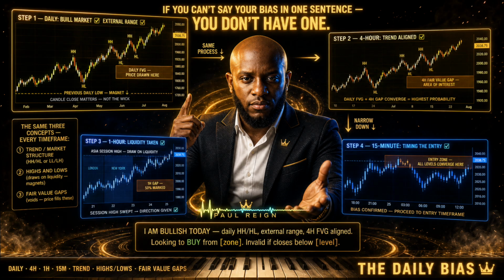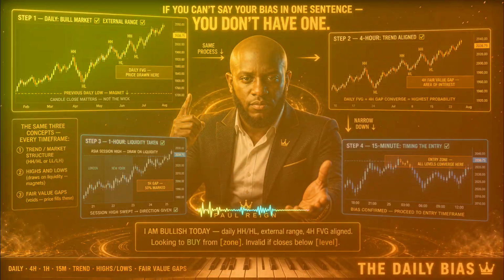1 hour gap, session liquidity: Asia, London, New York. Work top down, daily to 15, same tree every time. Trending highs and lows and fair value gaps, that's the paradigm. Zoom all the way out: is it trending or ranging? Classify it.